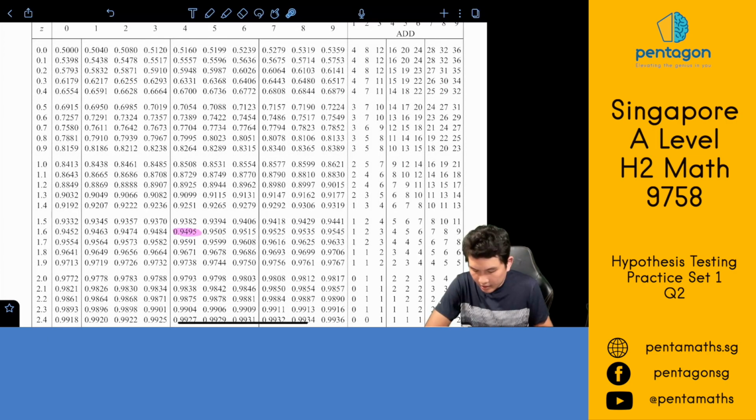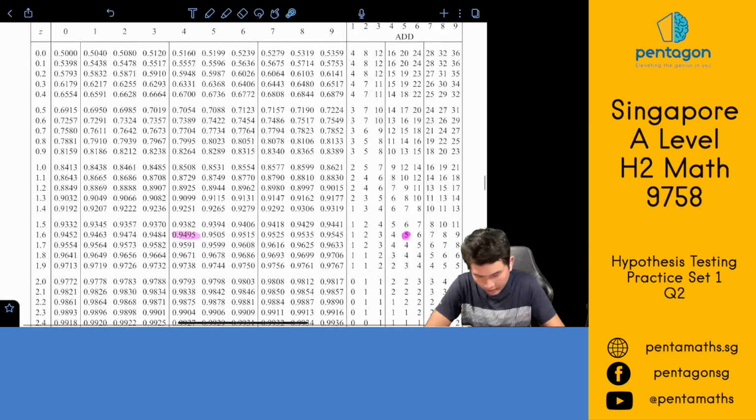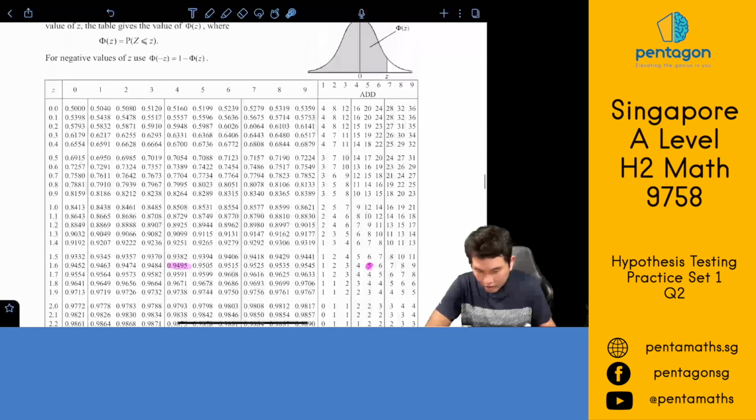To get it exactly 0.95, I need to add 0.0005. To add 0.0005, I need to go over here, and I need to add 5 to this, which means that at 1.645, I'm getting about 0.95. Which means that by symmetry, if I want the 5% not to be on the right tail but on the left tail, I just need to flip and make this a negative 1.645. This is how you can use the lookup table.